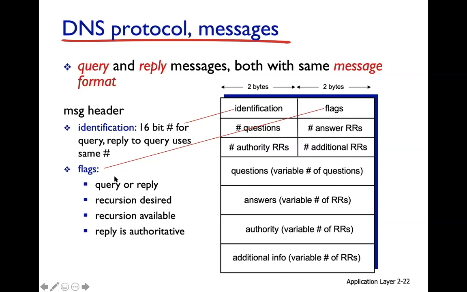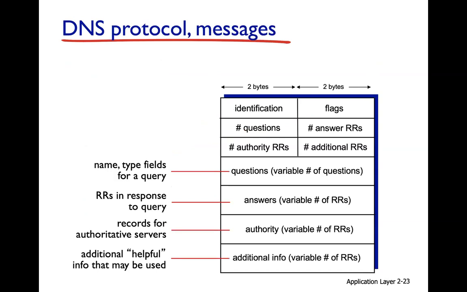How do I know whether this is the query or this is the reply? I use the flag. We have the flag here. So the flag will tell me whether this is the query or the reply, whether recursion is desired, or whether to use iteration or recursion. And whether recursion is available or not, and whether the reply is authoritative or not authoritative. So it's the local DNS, or this one is the authoritative DNS.